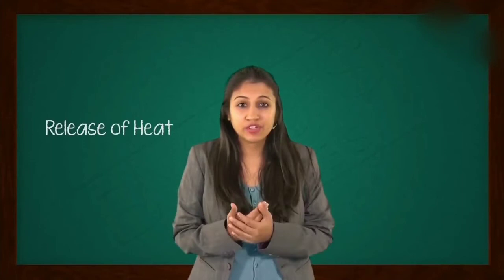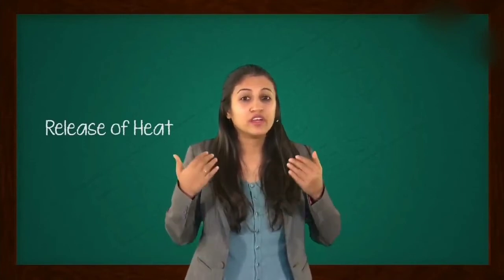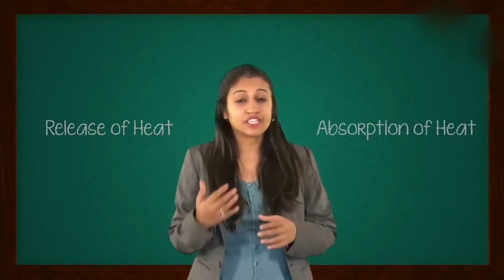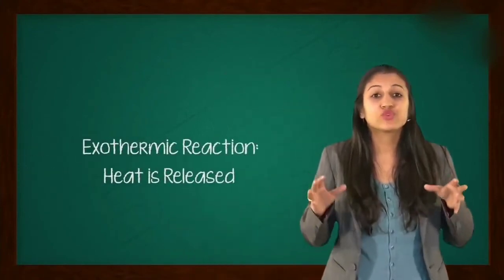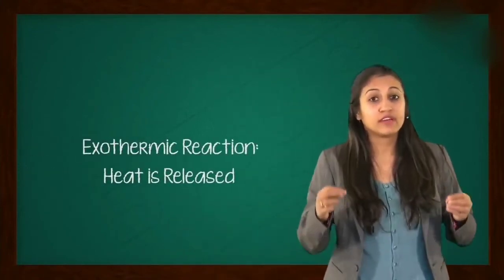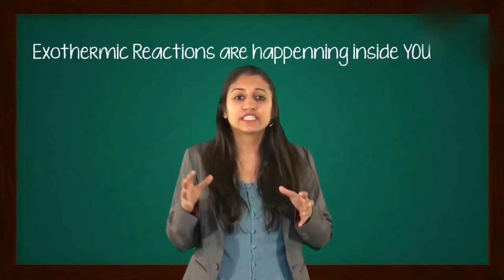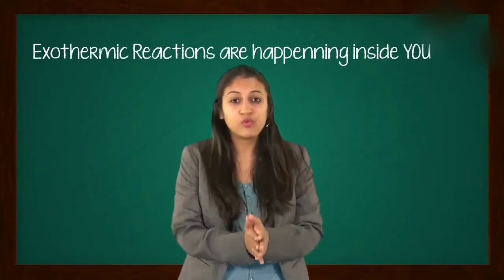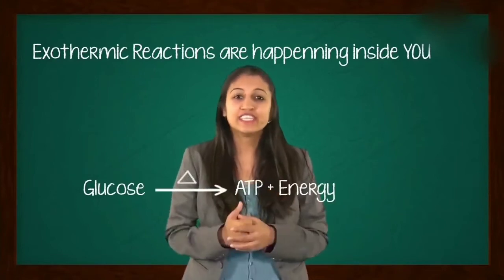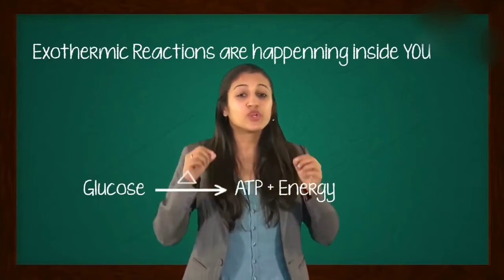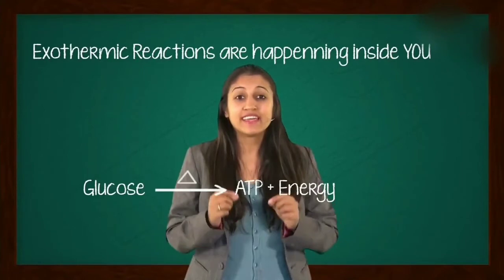There's one final set of reactions you need to understand. What happens when some of the reactions give out heat, and what happens when others absorb heat. If a reaction gives out heat, it's called an exothermic reaction. And if it absorbs heat, it's called an endothermic reaction. You have exothermic reactions happening inside you. When glucose gets oxidized, energy is given out and is used to mint our energy currency, ATP.